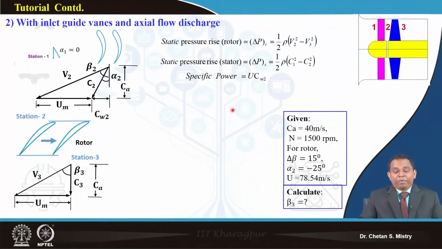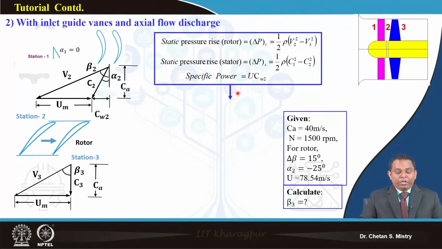And my specific power, if I am looking for it, it is U into Cw2. So here in this case we are looking for calculation of my relative velocity components V2, V3. We are interested in what is my absolute velocity C1, C2, and we are also interested in what is my Cw2.